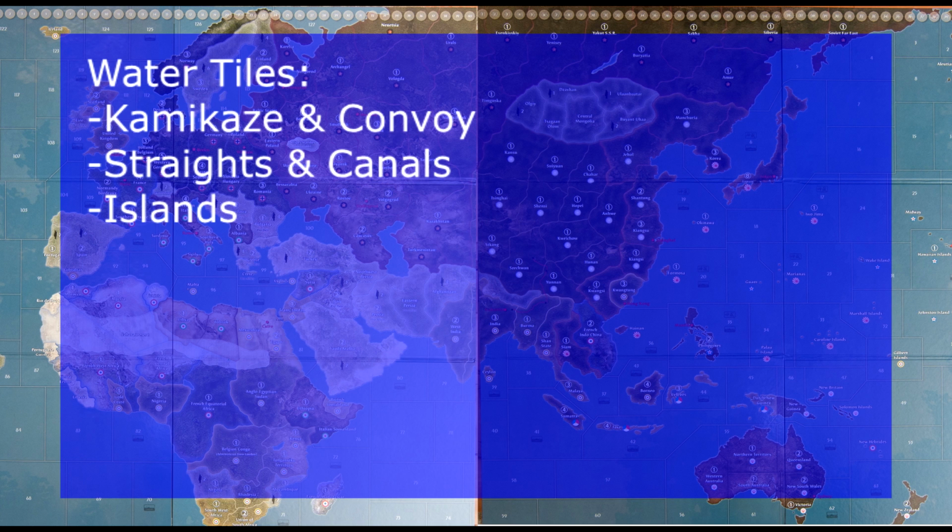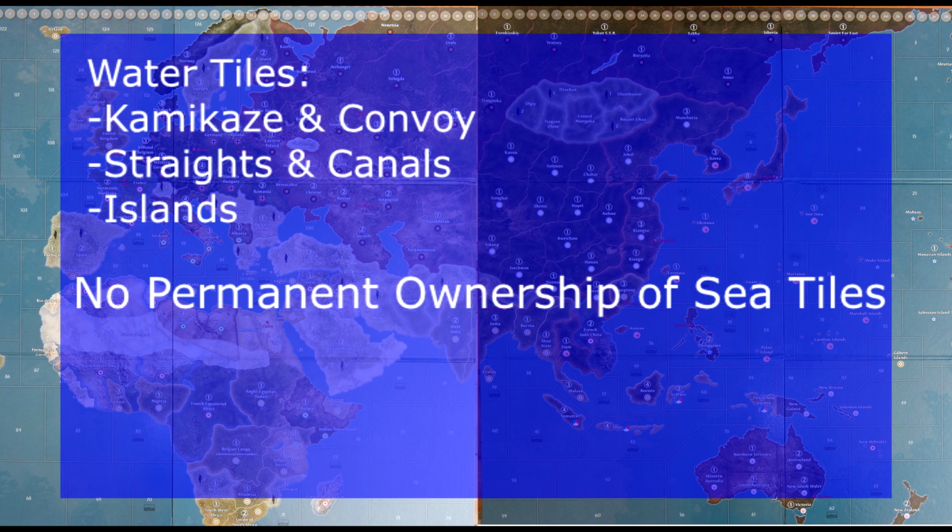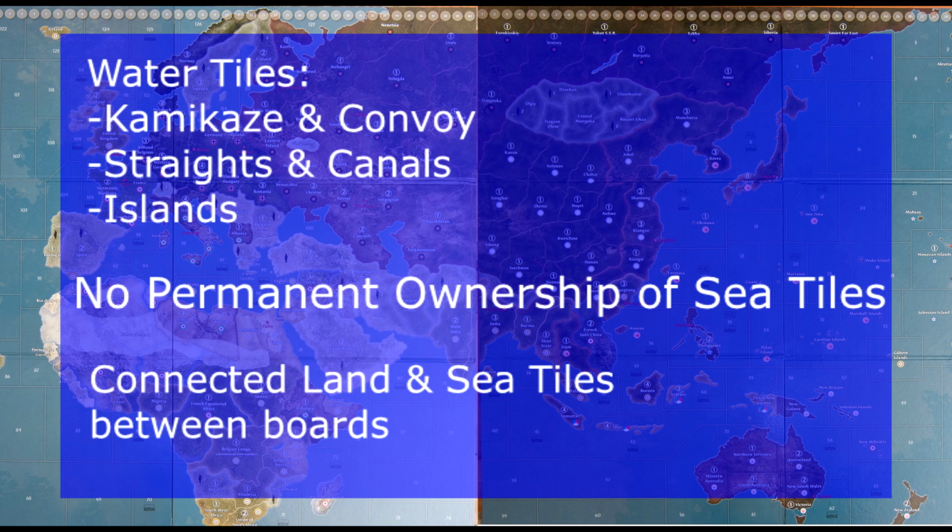In the ocean, there are special black tiles which represent kamikazes and convoys. We also covered straits and canals and their function and how they work. Finally, we covered islands in the 3 different types: island groups, 2 different islands in one sea zone, and islands that aren't even a part of the game. No one can own sea tiles permanently. Finally, we just glanced over the connected territories between the Global Edition boards.